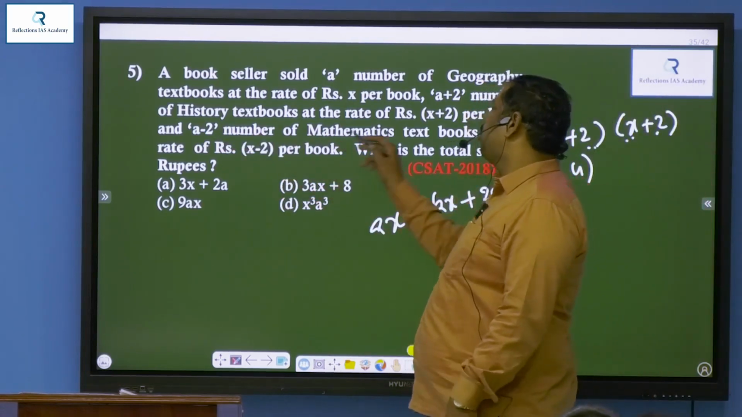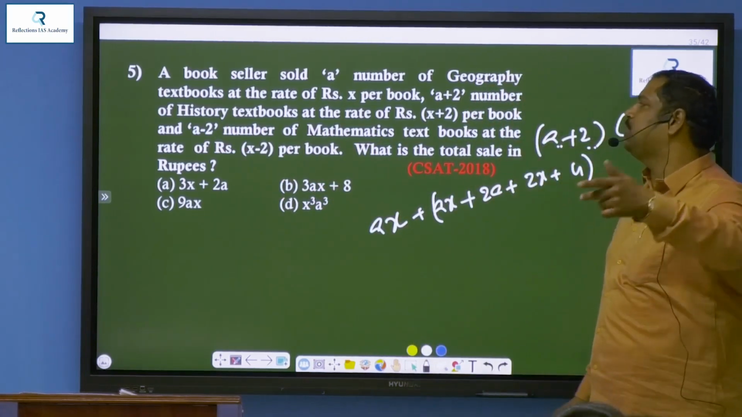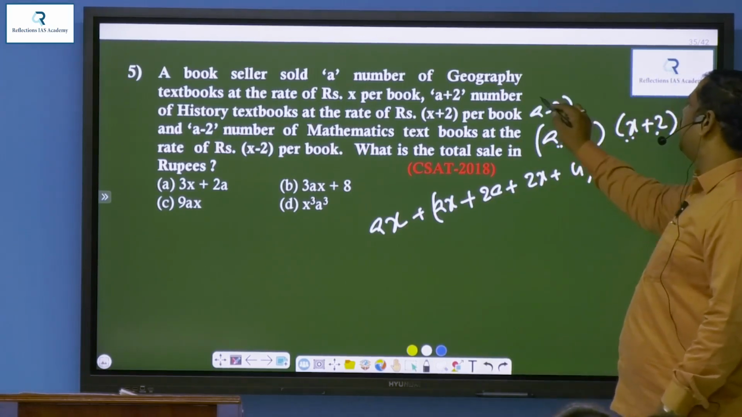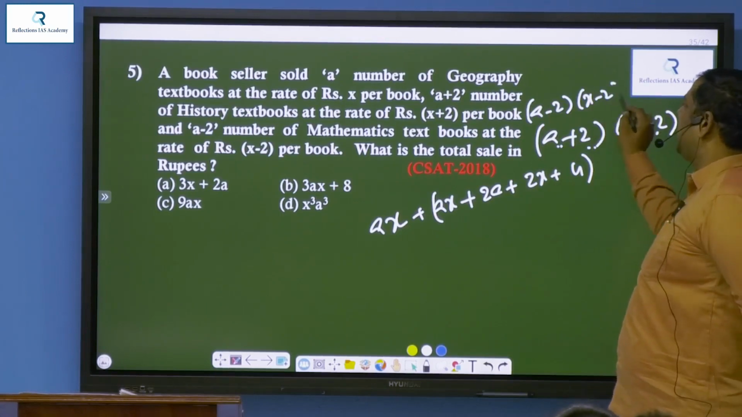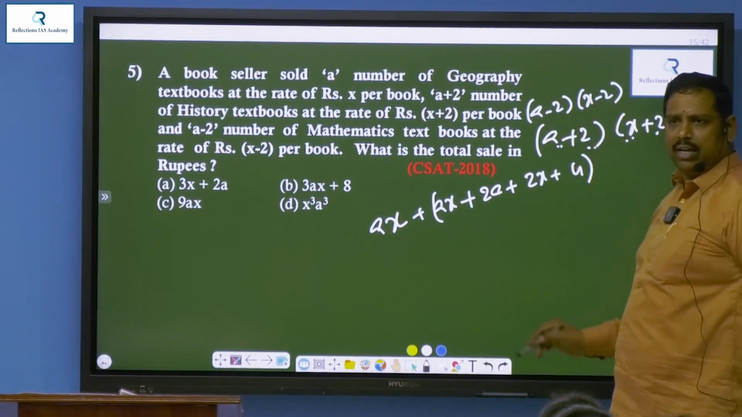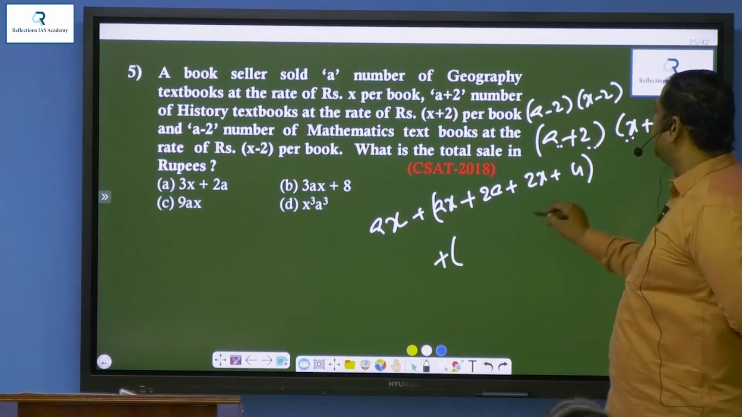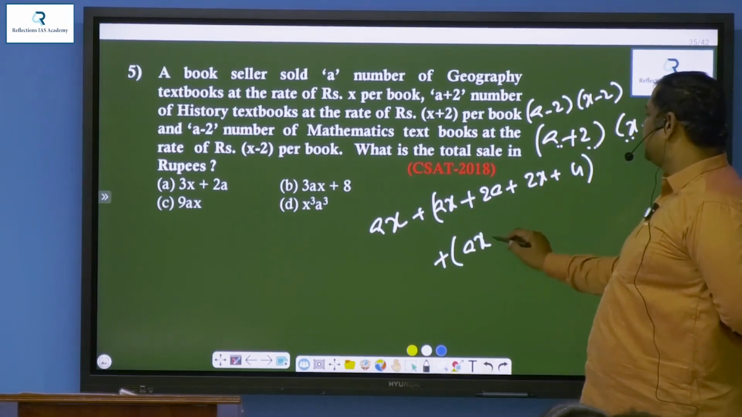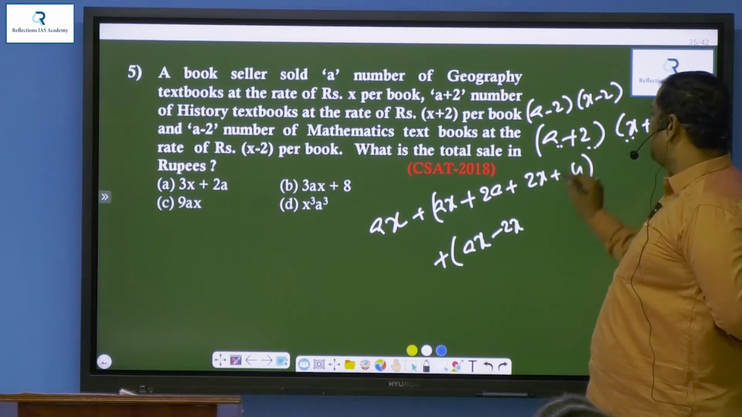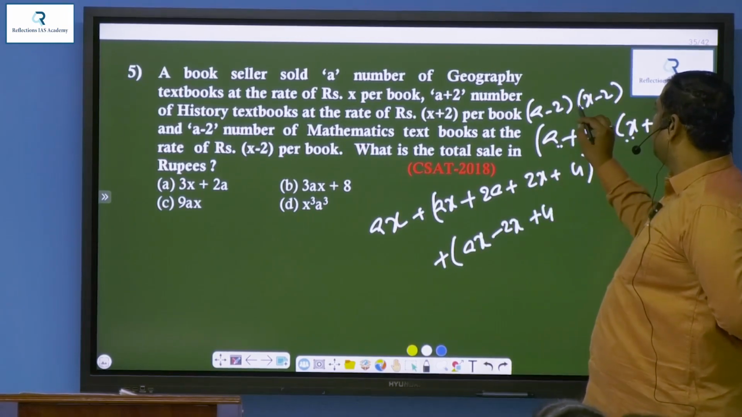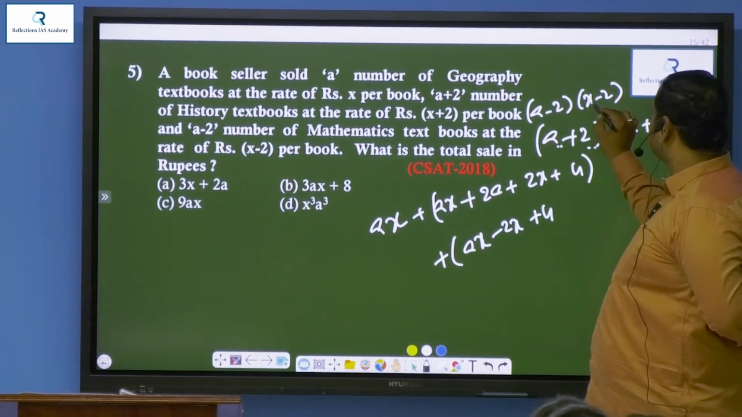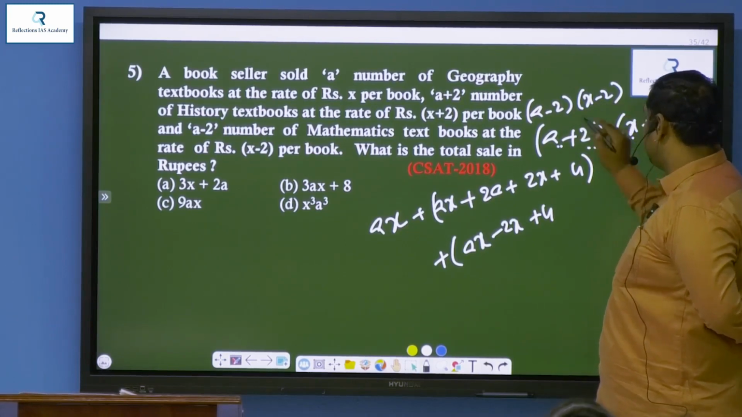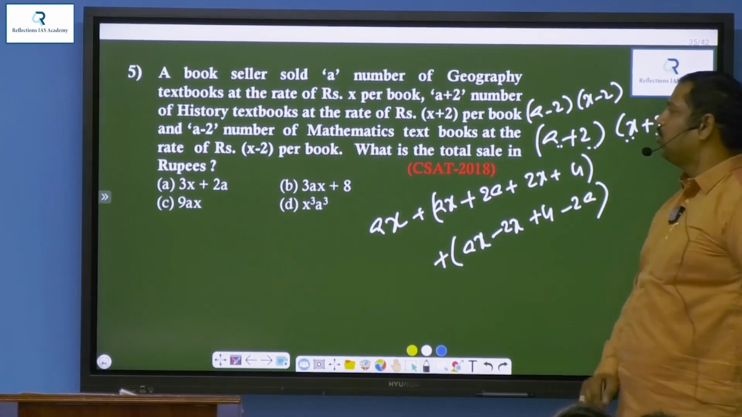A minus 2 number of mathematics textbooks at the rate of X minus 2 per book. A minus 2 books at the rate of X minus 2. Again, I have to multiply these two, right, to get the quantity. Okay. Yeah, how much you will get here? A into X minus 2X. Minus 2 into minus 2 plus 4. AX minus 2X. What's the next one here? Minus 2A. Right or wrong?